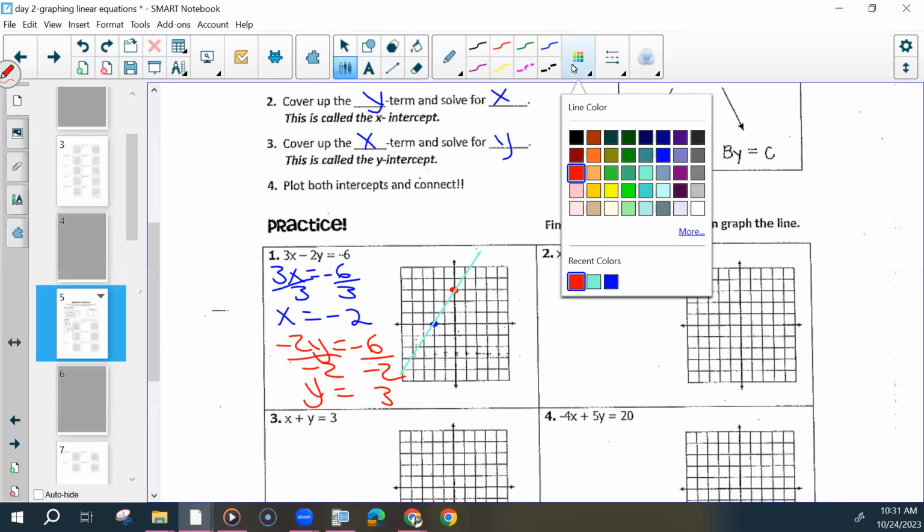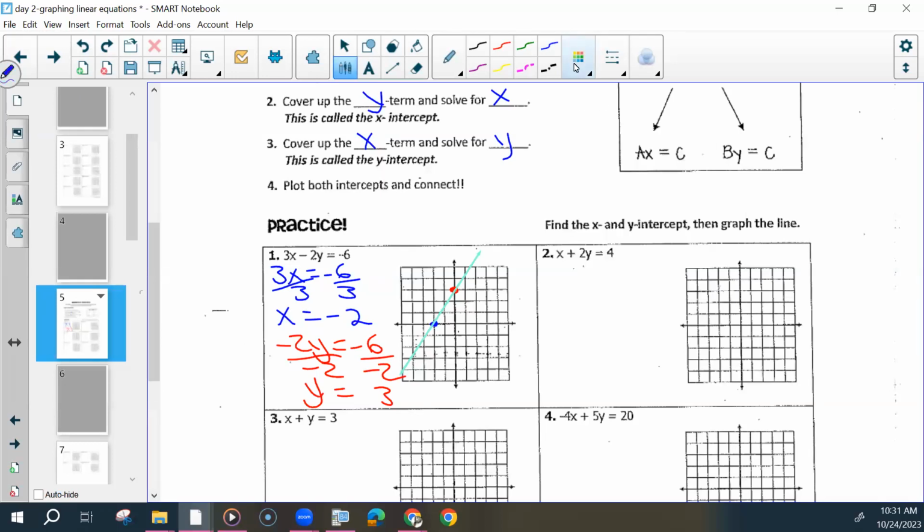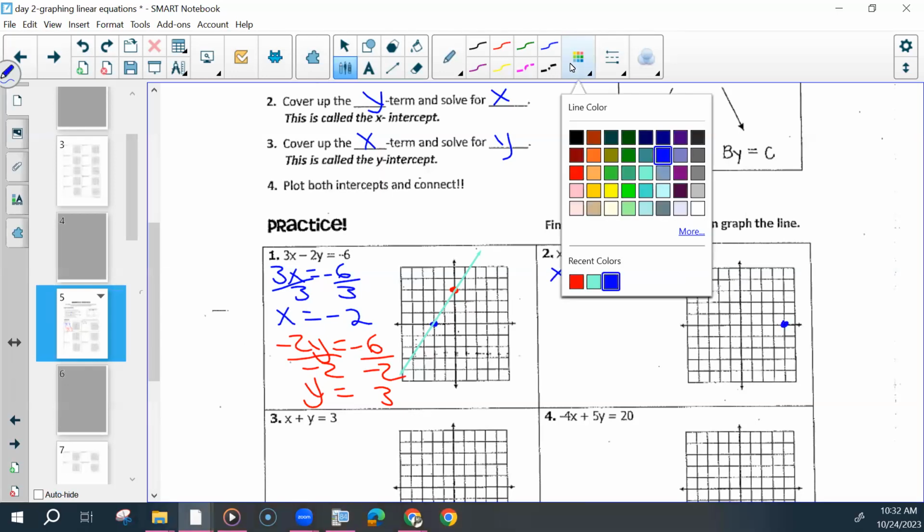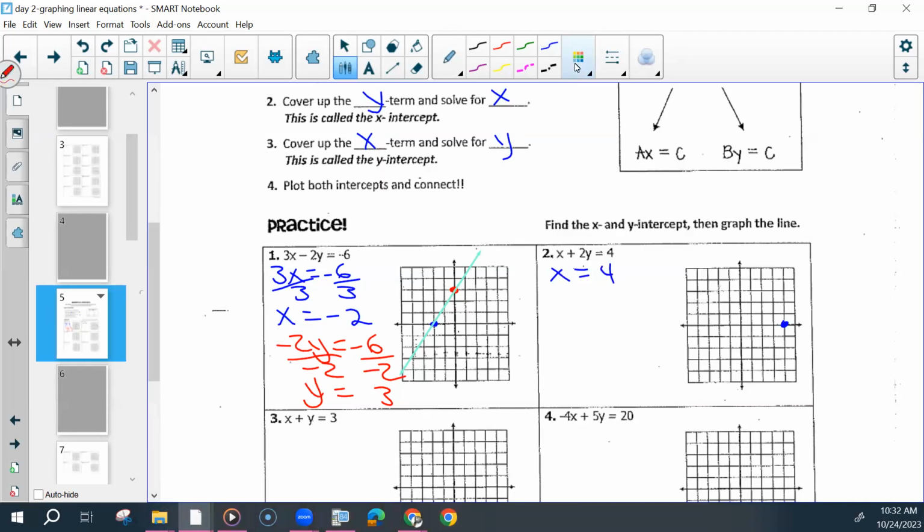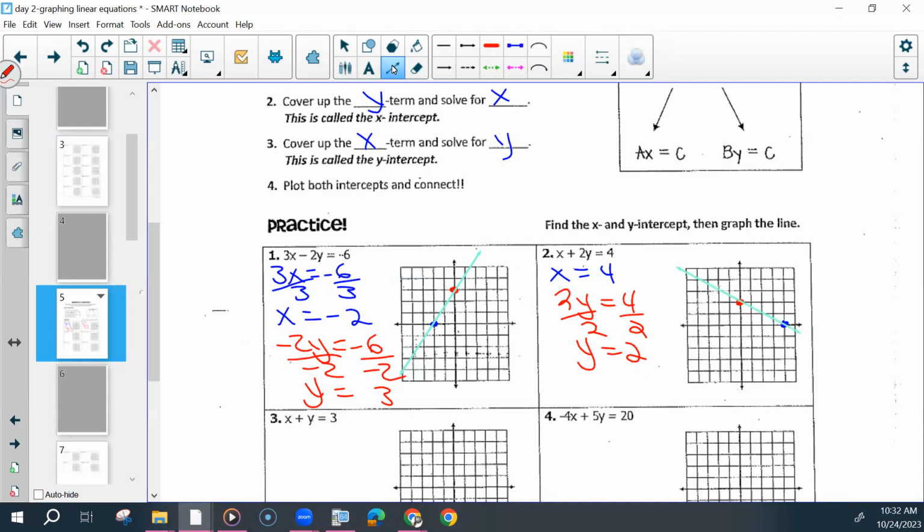Let's do number 2. If we are solving for x, we cover up the y term, what's left? There is no work. So then if we're doing the y, covering up the x term, what's left? And then solve. Put a point between those 2 points.